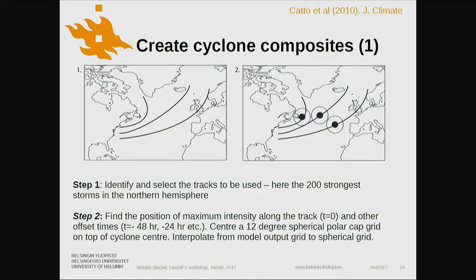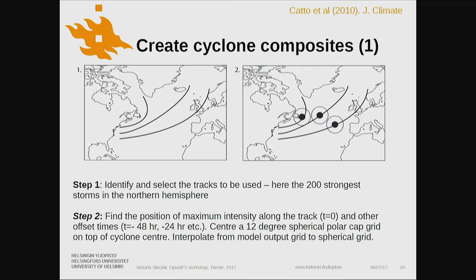Okay, so now we're getting on to look at the composites of cyclones, so the structure of cyclones. I'm using a method which Jennifer Catto used as part of her PhD, and it's published in this paper in Journal of Climate. There are three steps to this process. The first one is we track our cyclones, this step here. So we use TRACK to find the track of each individual cyclone.